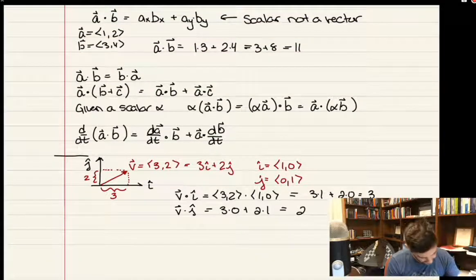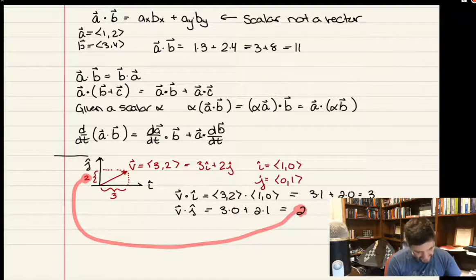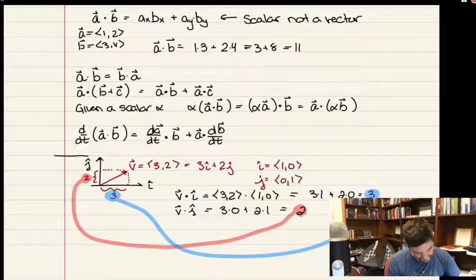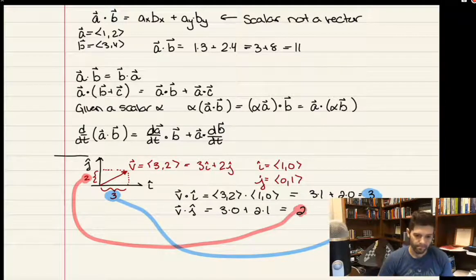Notice this 2 here is what we got from this dot product. Notice this 3 here is what we got from this dot product. And if there was a third dimension, it would also give you the third coordinate back. By taking the dot product with i, j, or k, however many there are, these unit vectors, we're getting the component of the vector that points in that direction.